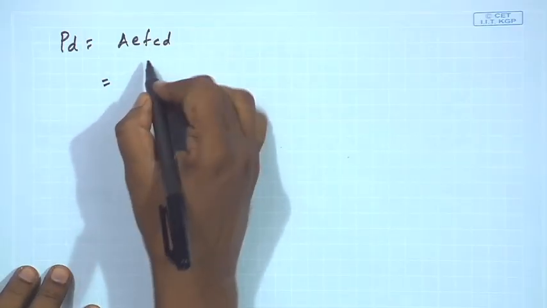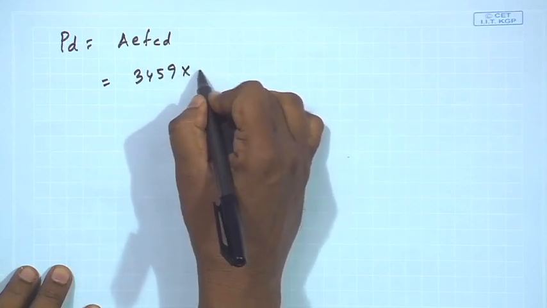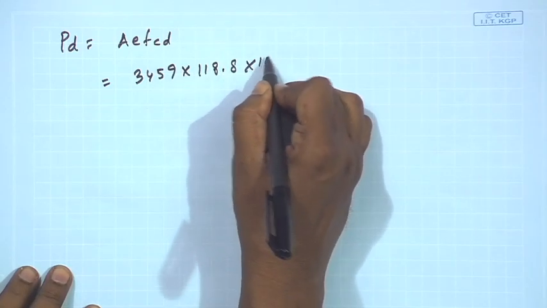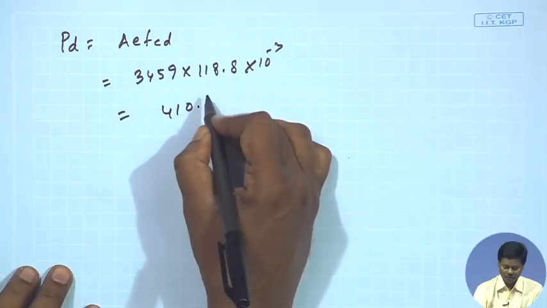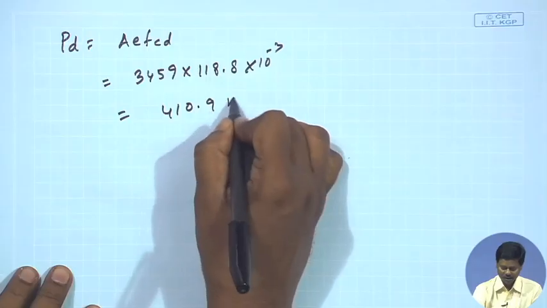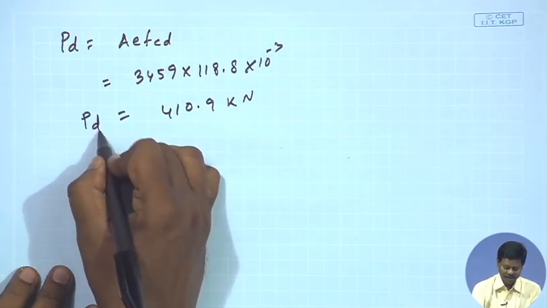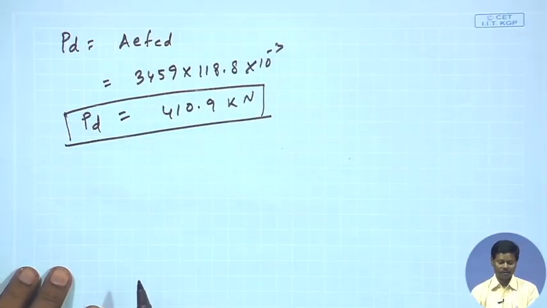So, the PD value I can find as PD is equal to AE into FCD, that will be 3459 into 118.8 into 10 to the minus 3 to make it kilonewton. So, this will become 410.9 kilonewton. So, for second case the design strength of the compressive member will become 410.9 kilonewton.